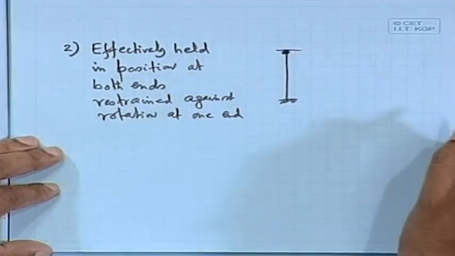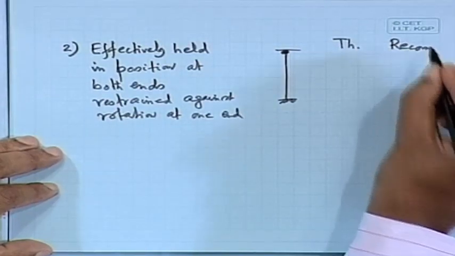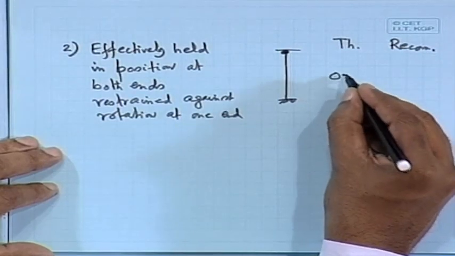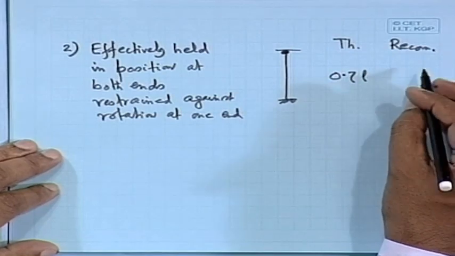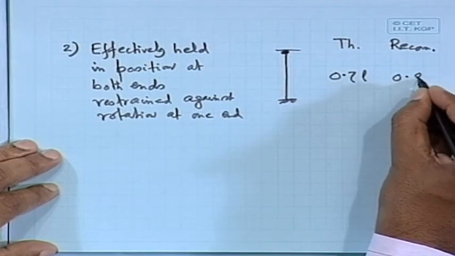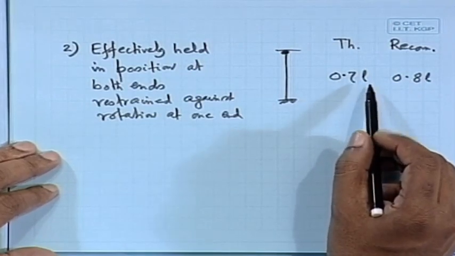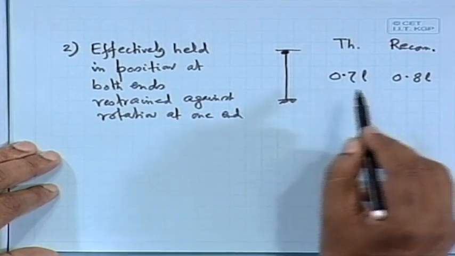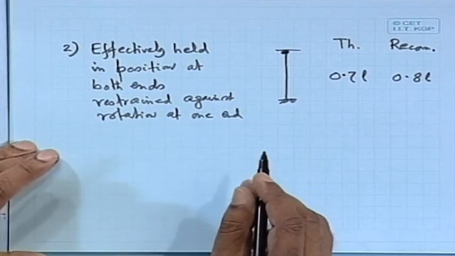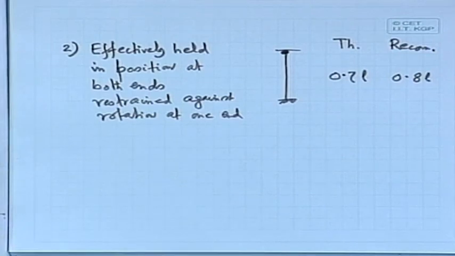If that be the case, we should have a theoretical value and a recommended value. So, theoretical value 0.7 L and recommended value 0.8 L. What is this L? This L is the unsupported length. But even then, our code says specifically what you mean by unsupported length, that is also available. So, you can get it specifically in the clause.